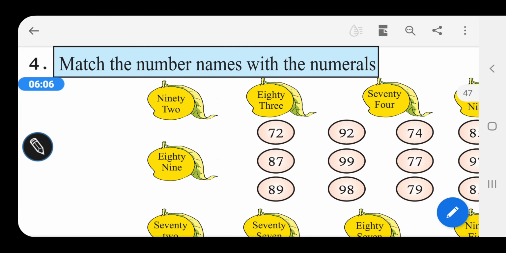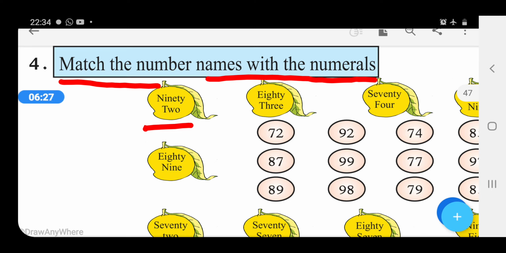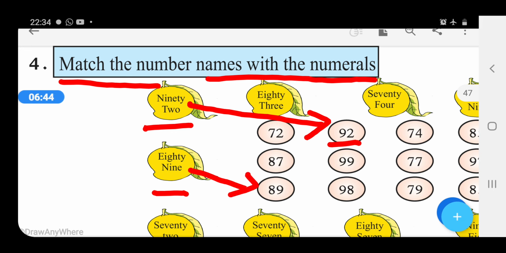Here match the number names with the numerals. Okay, match the number names with the numerals. 92, and where is 92? It is here, so match this. Yes. 89, and where is 89? Yes, here it is 89.